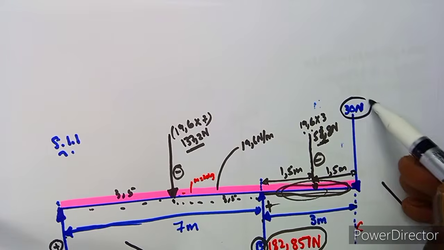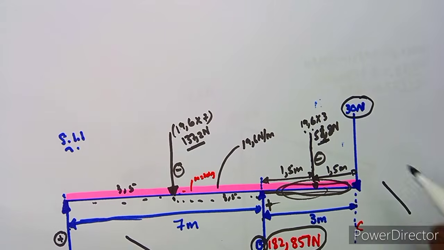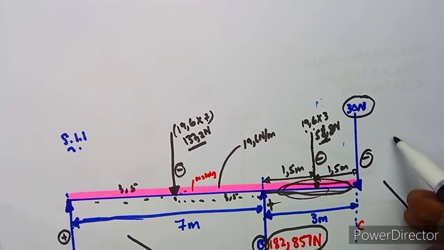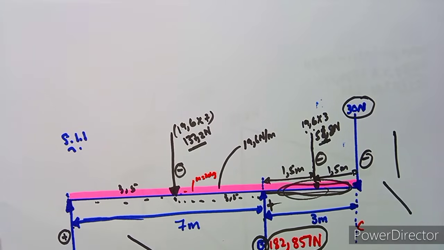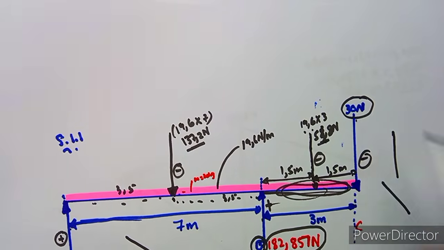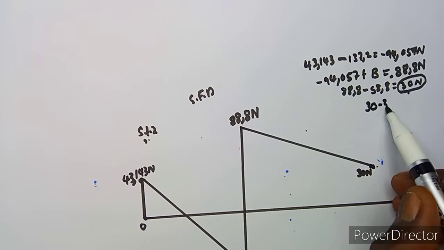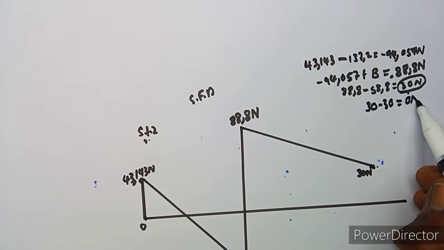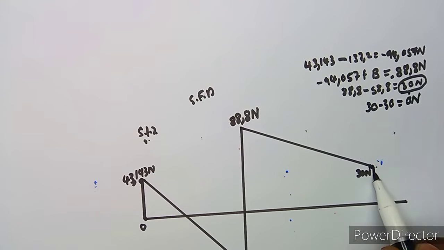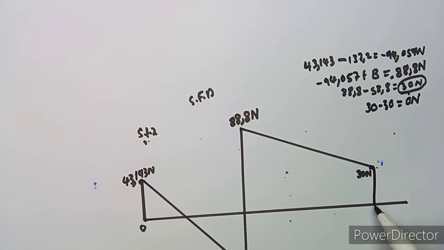There is a concentrated load of 30 Newton, which is negative again. So this one goes directly vertically down. So you just subtract 30 from where we are. We are at 30 now. So if we subtract 30, what is going to happen? We are going to remain at 0 now. So it is going to be vertically down straight. So that is what you're going to have now at 0 Newton.